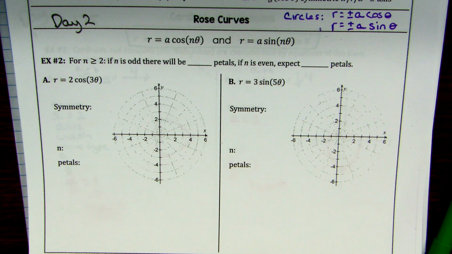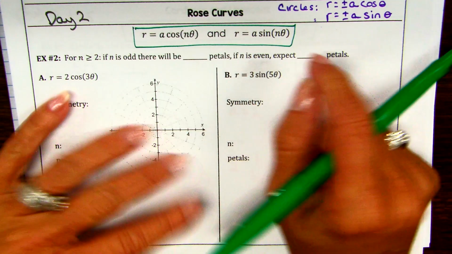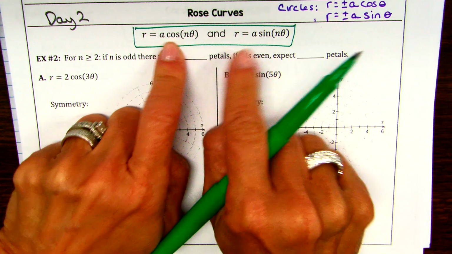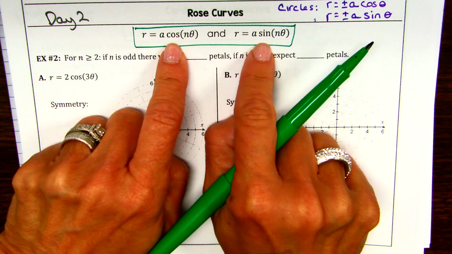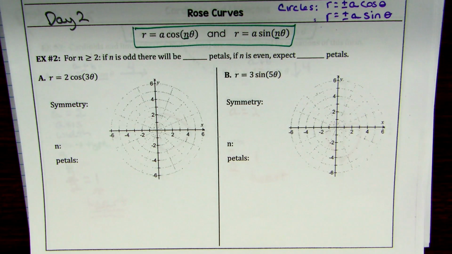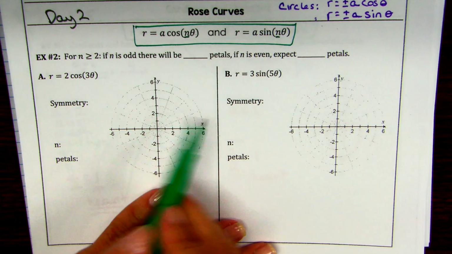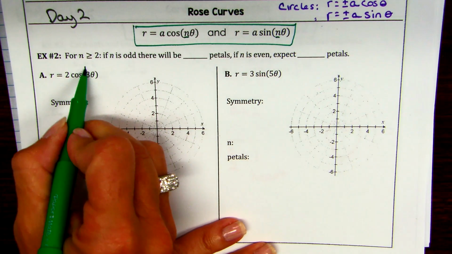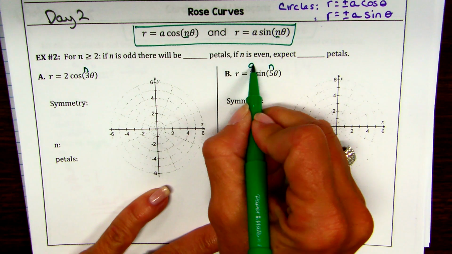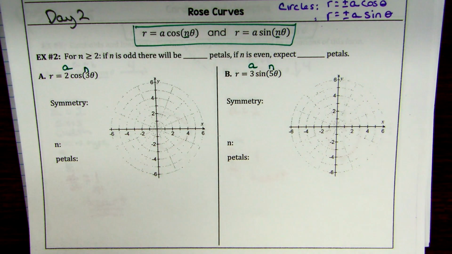Our final type is the rose curve, and here are the formulas for that. Notice it's almost identical to the circle. You're going to have an A value, a cosine or a sine, but what's different is that there is an n in the parentheses with the theta, okay? It's a multiple angle. That's the only difference between a circle's equation and a rose curve. So let's look at those. A and B are rose curves. You can see there's an n value there, and there's an A value always after the equal sign. That goes for every single type of polar graph. There's always an A value after the equal sign.